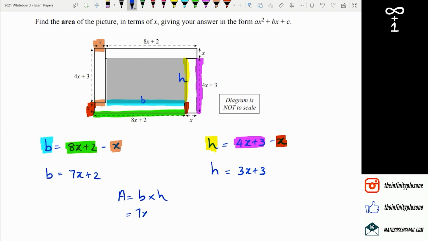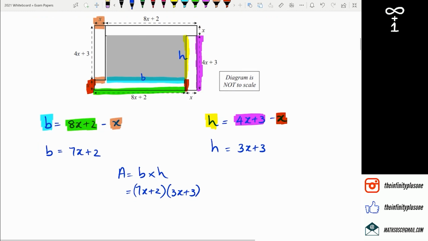So we have 7x plus 2 multiplied by 3x plus 3. And expanding the brackets, you can do it any way you want. If you know FOIL, then you do FOIL. People do it in many different ways. Stick to the one that you are comfortable using.